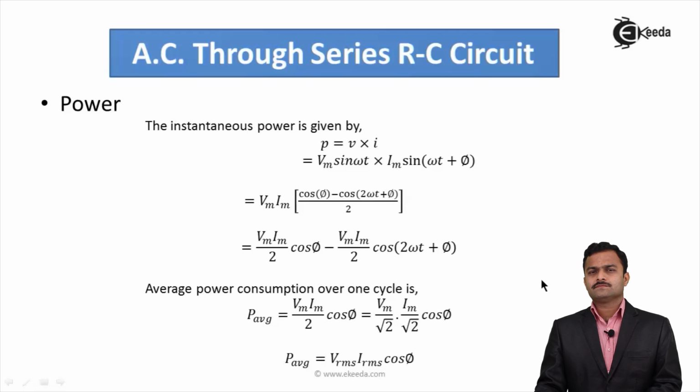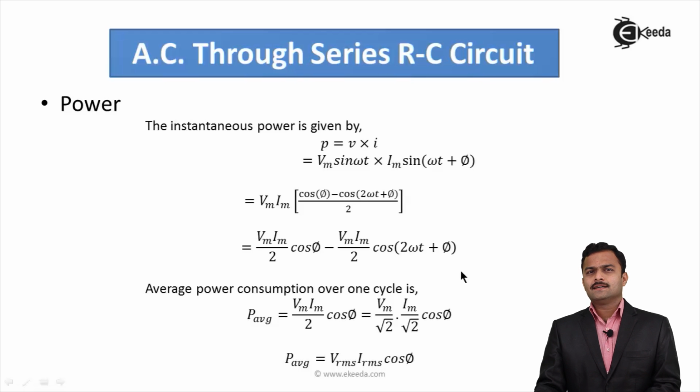Let's talk about the power. Instantaneous power in RC circuit is given by P equal to instantaneous voltage multiplied by instantaneous current. We have taken a voltage as Vm sin omega t, and hence we are getting current leads voltage by angle phi. So, I equal to Im sin omega t plus phi. So, if I use a trigonometry formula, what I will get? Vm Im multiplied by cos phi minus cos 2 omega t plus phi divided by 2. I am getting two terms. One term is Vm Im by 2 cos phi minus Vm Im by 2 cos 2 omega t plus phi.